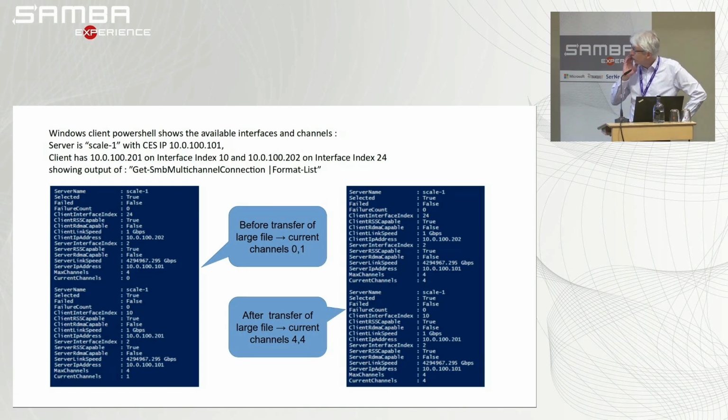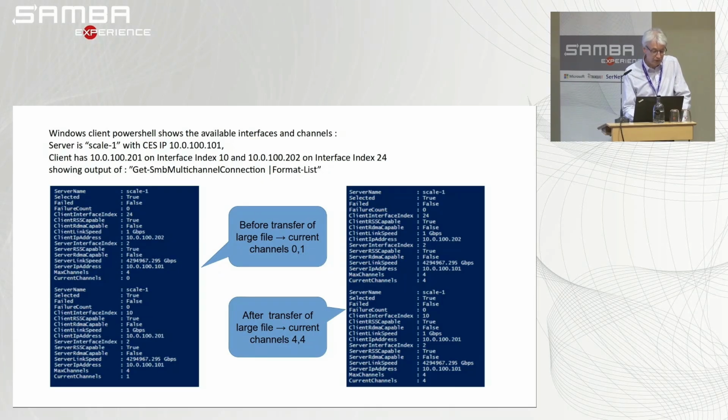I can go to my Windows machine and run the Get-SmbMultichannelConnection command. And I find it shows me 2 interfaces. These are the 2 blocks that you see here. You see it's the same server IP address, ending in 101. There it is, and there it is. And the client has 2 IP addresses, 201 and 202.